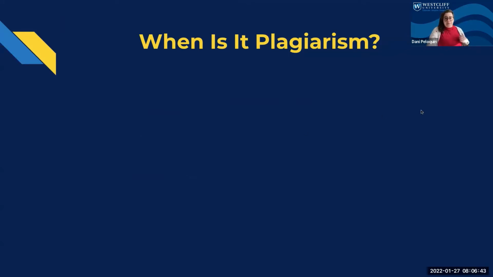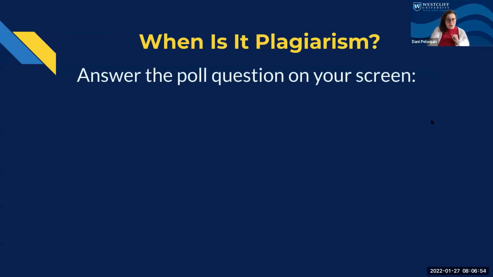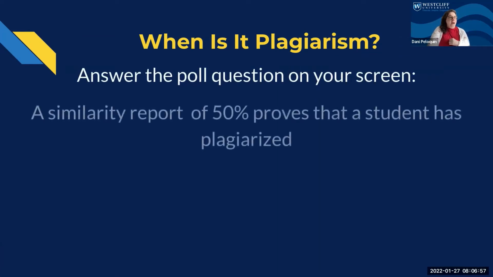So I want to ask, before we dive into an actual report, when is something plagiarized? I don't have control, so I can't do the poll, but I want you to drop this answer in the chat. A similarity report of 50% proves that a student has plagiarized. Is that true or false? Drop in the chat. You open up Turnitin, it says 50%. Proven. False. Excellent. Okay, great. Yes, this is false.